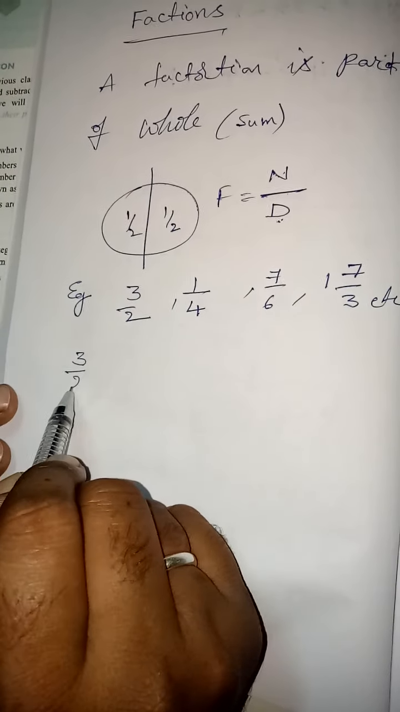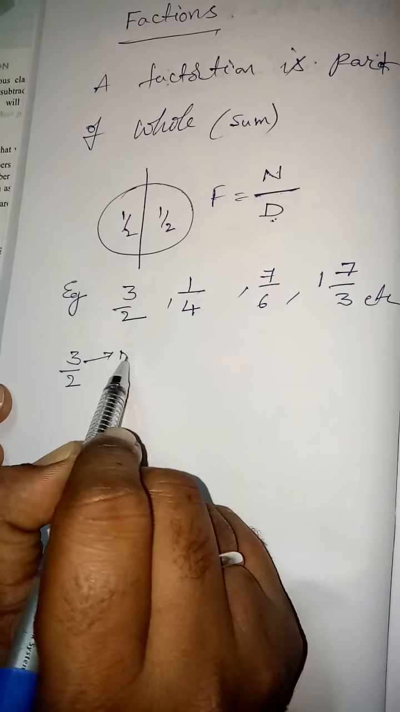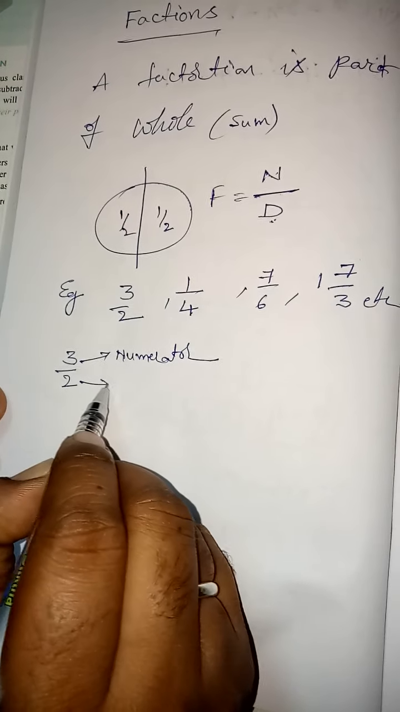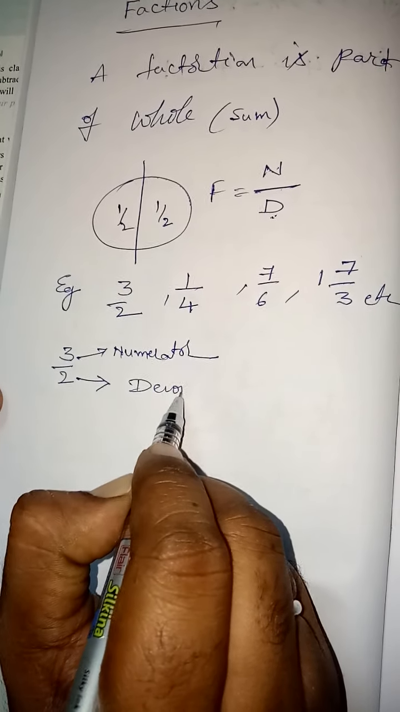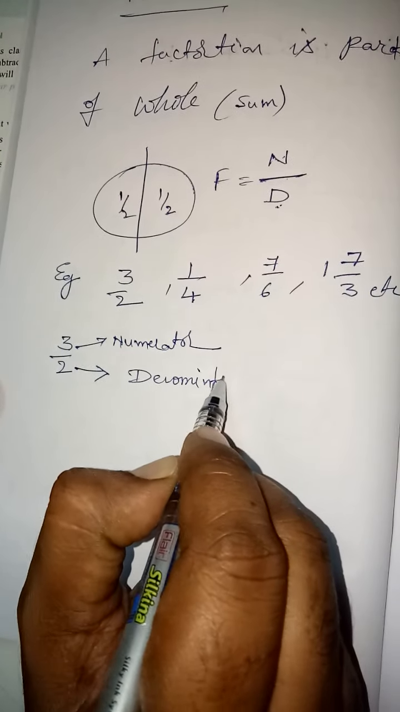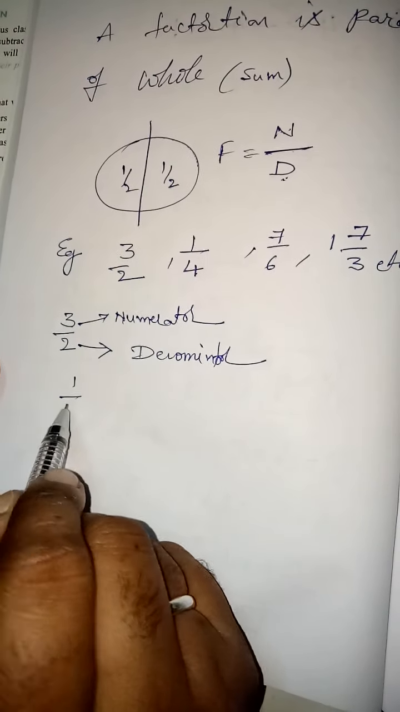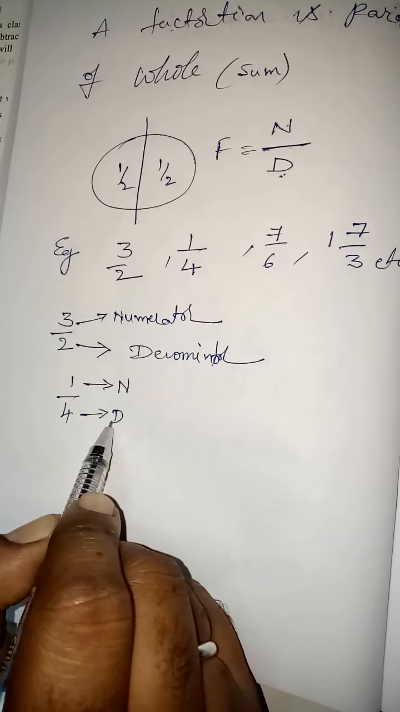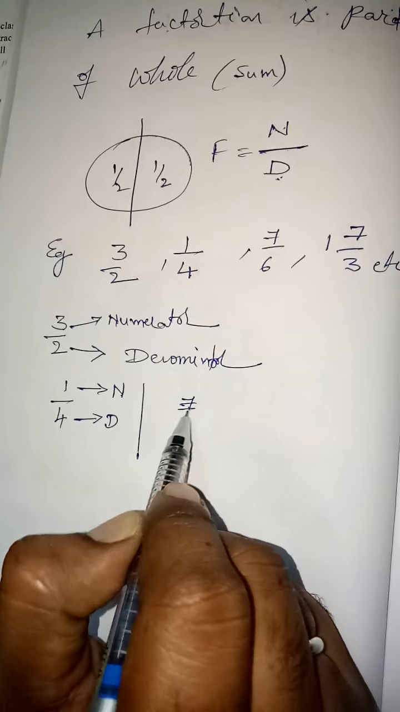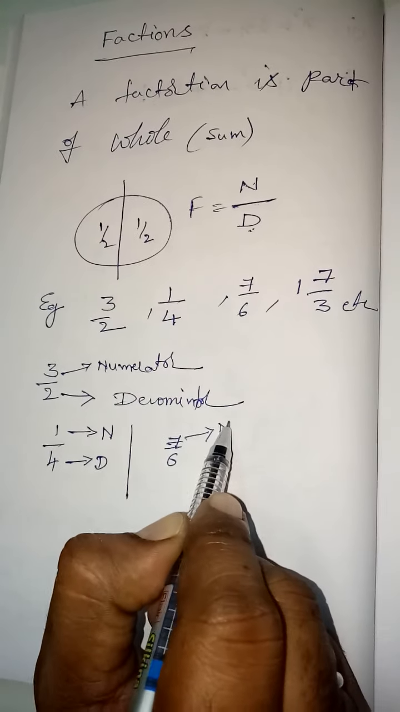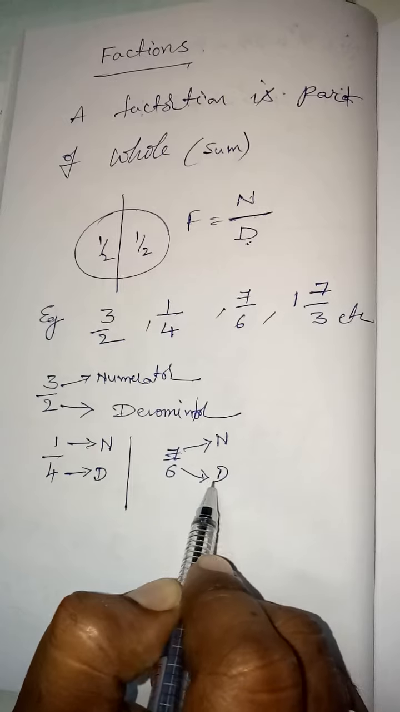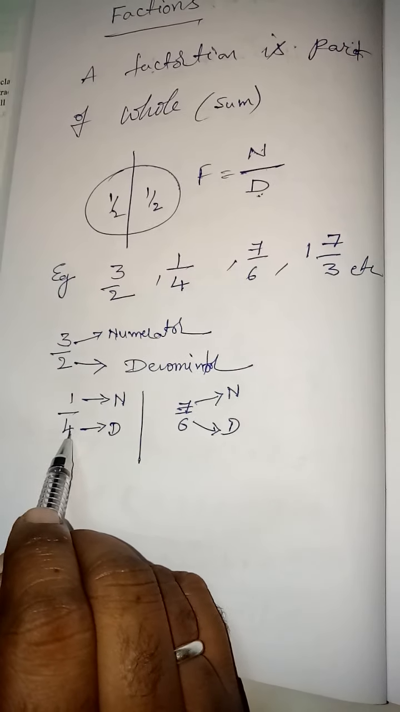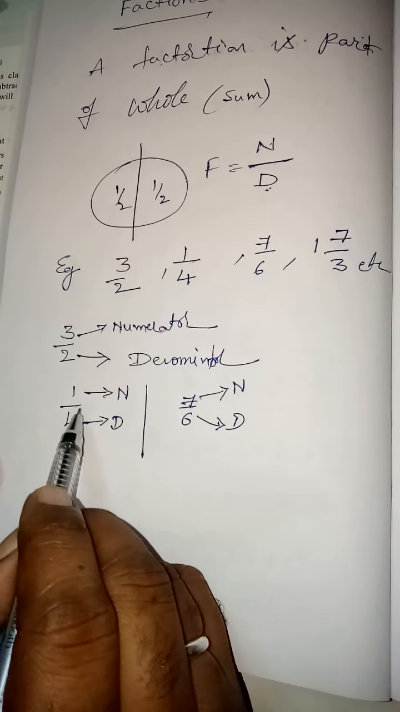Suppose for example 3 by 2. In this 3 by 2, 3 is called the numerator and 2 is called the denominator. In 1 by 4, 1 is the numerator and 4 is the denominator. In 7 by 6, 7 is the numerator and 6 is the denominator.